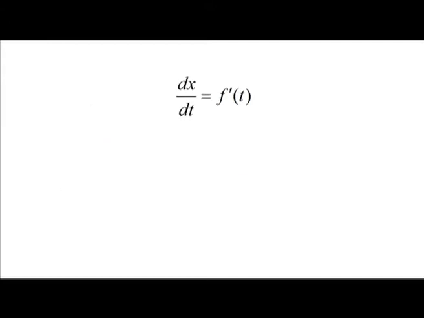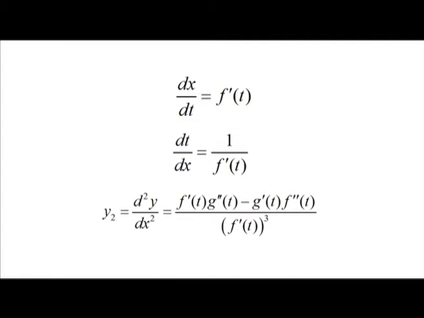Since dx by dt is equal to f prime t, we have dt by dx is equal to 1 upon f prime t, and hence using the above expression we have y2 is equal to d square y by dx square is equal to f prime t times g double prime t minus g prime t times f double prime t, all divided by f prime t all cube.